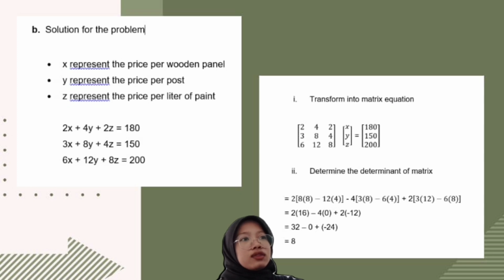How to determine it? First we need to calculate each term. Like the first term, 2 multiplied by 16 equals 32. Second term, 4 multiplied by 0 equals 0. Third term is 2 multiplied by negative 12 equals negative 24. So after we combine the results, the determinant of the matrix is 8.